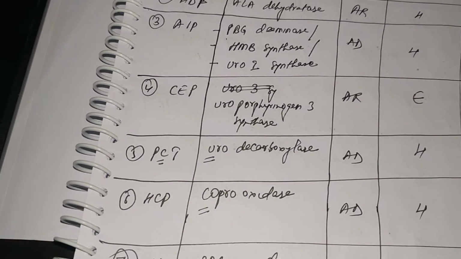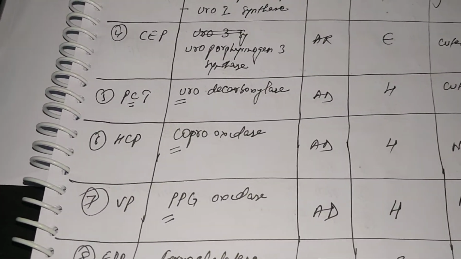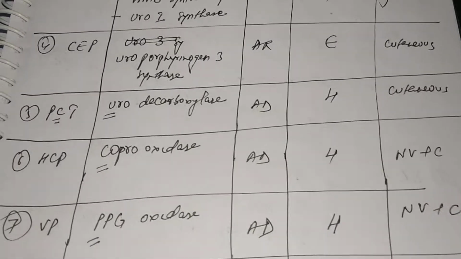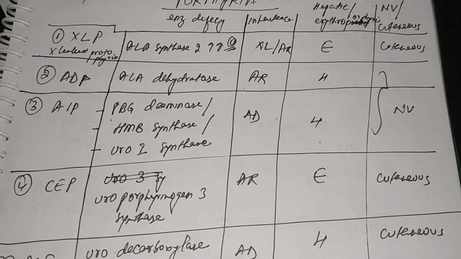And as the name suggests, PCT is porphyria cutaneous tarda. The cutaneous is there, that is why the manifestation will be cutaneous. Okay, let's begin from the first one.